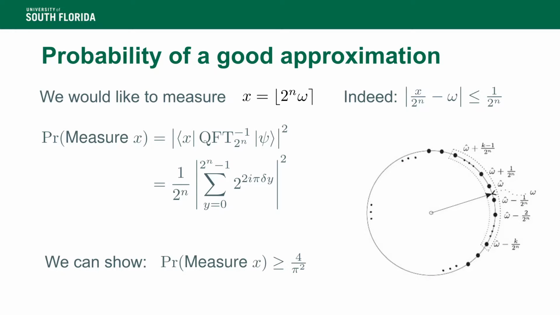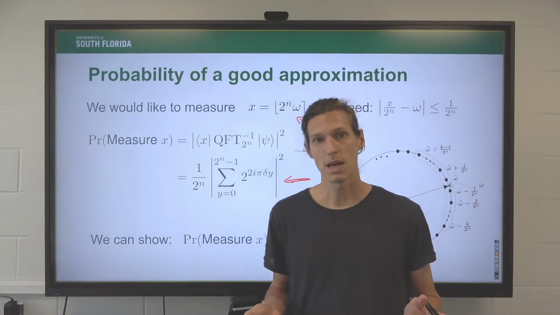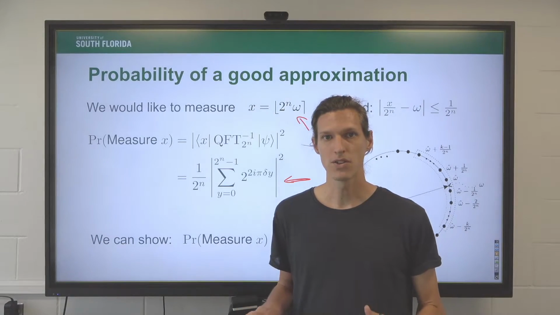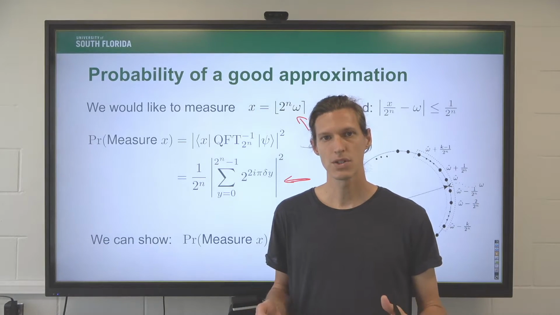But as I said, this is the x you want to measure, and this is the probability of measuring it: 1 over 2^n times the modulus squared of the sum. It turns out that you can show that the probability is greater than 4 over pi squared. So what does this mean for us? It means that we will not succeed all the time, right? We have a constant probability of succeeding.